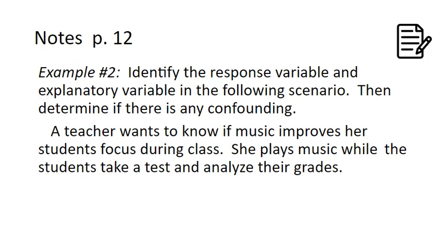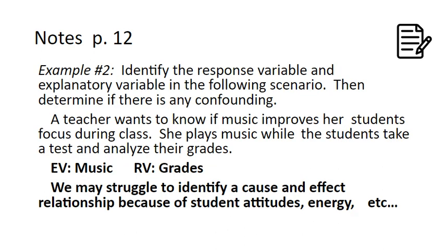All right, let's look at an example. We're going to identify the response variable and explanatory variable in the following scenario, then determine if there's any confounding. Well, if a teacher wants to know if music improves her students' focus during class, she's going to play music while the students take a test and analyze their grades. So in this case, the music is explaining the focus, which is responding. So explanatory variable is music, focus is response. And we're probably going to struggle to identify a cause and effect relationship because of things such as students' attitude, their energy level, how hungry they are, like I said before, the different types of music, etc. So there's going to be lots of different reasons for confounding.